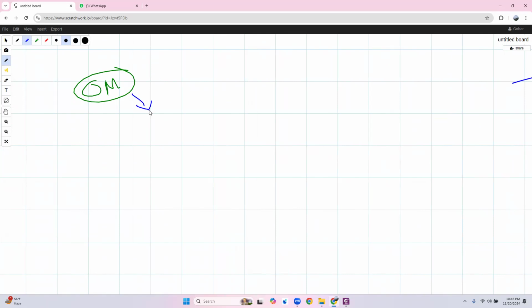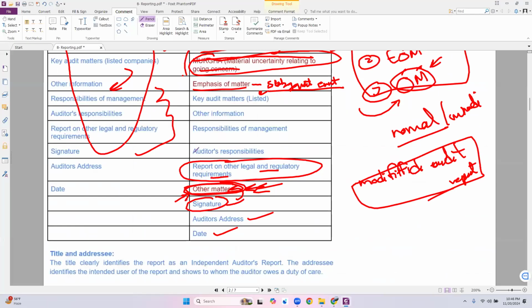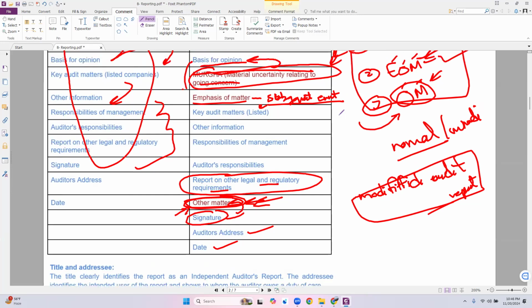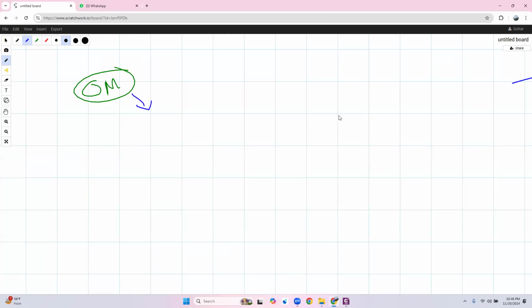Wait, isn't there any other matter in the audit report? Come again. Isn't there another other matters? No. Well, go back, please. Wait, one second. Other information, yeah. Can I move now? Yeah, okay. Let's come towards the other matter paragraph.